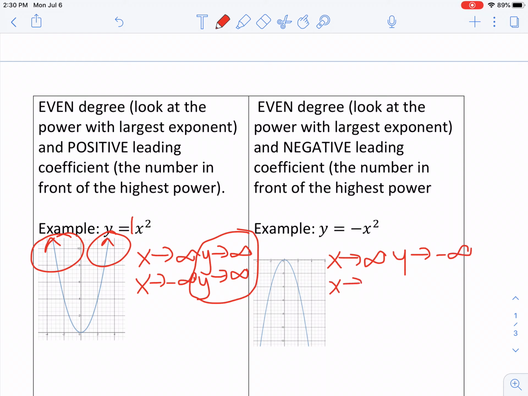And as x goes to negative infinity, y goes to negative infinity. So with even degrees, you're looking for those arrows to be pointing in the same direction and the end behaviors to match.